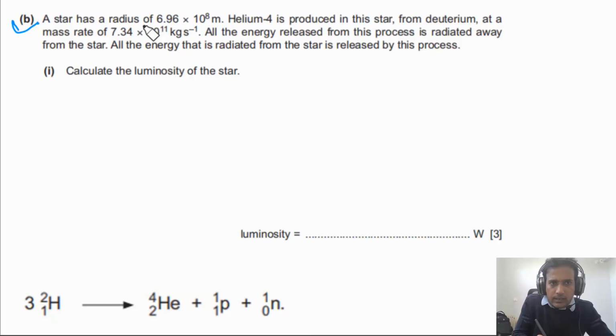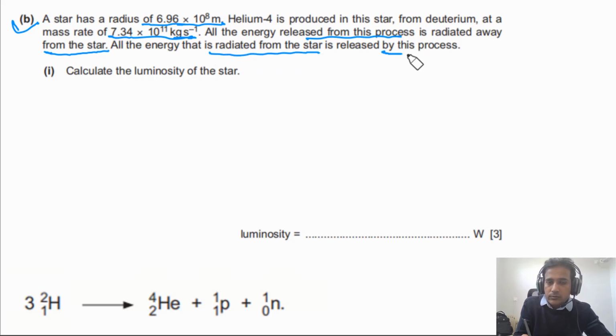Part B says a star has a radius of 6.96 times 10 to the 8 meters. Helium-4 is produced in the star from deuterium at a mass rate of 7.34 times 10 to the 11 kgs per second. All the energy released from this process is radiated away from the star. All the energy that is radiated from the star is released by this process.